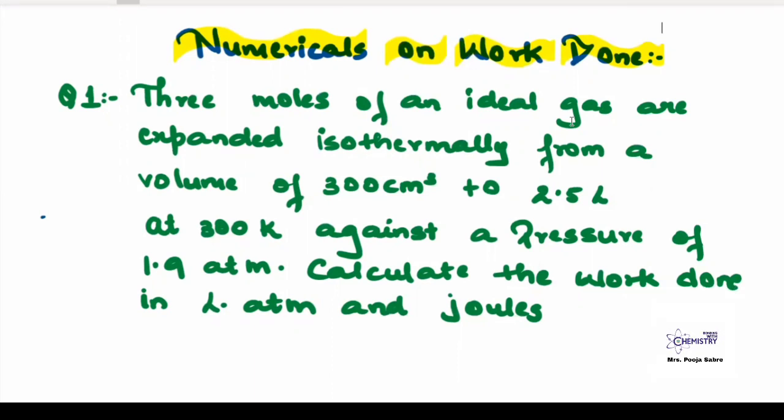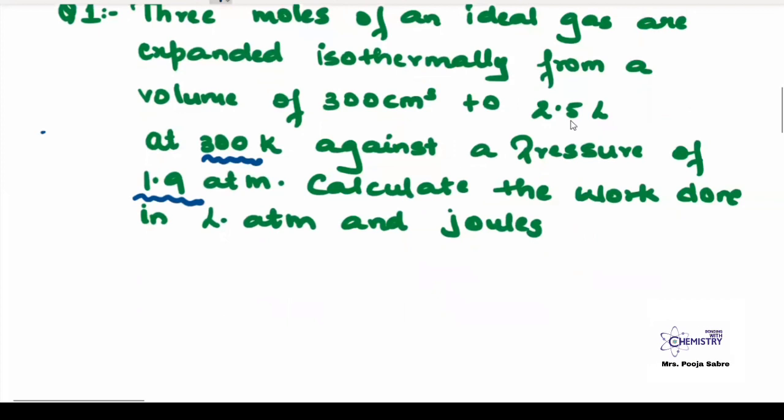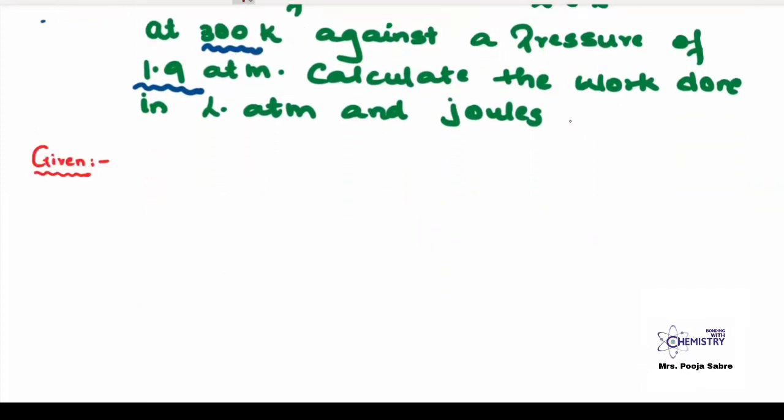The first question: 3 moles of an ideal gas are expanded isothermally from a volume of 300 centimeter cube to 2.5 liter at 300 Kelvin against a pressure of 1.9 atmosphere. Calculate the work done in liter atmosphere and joules. Now, first of all, we need to write down the given data. We have been given the total number of moles, that is n, equal to 3 moles. Initial volume, that is V1, is equal to 300 centimeter cube.